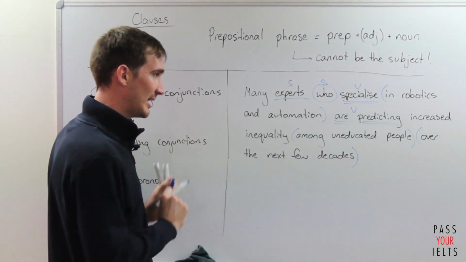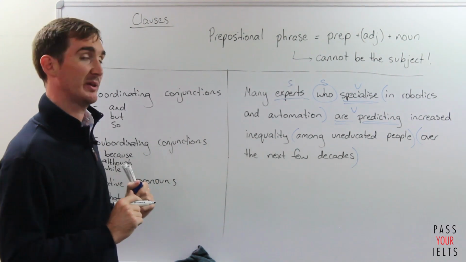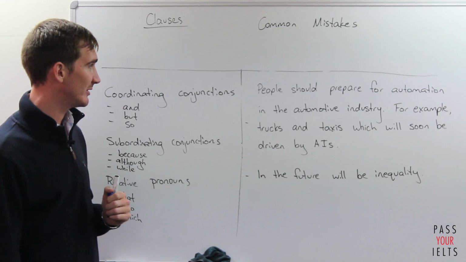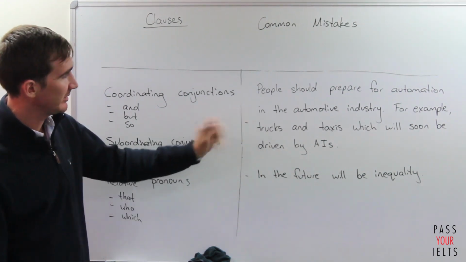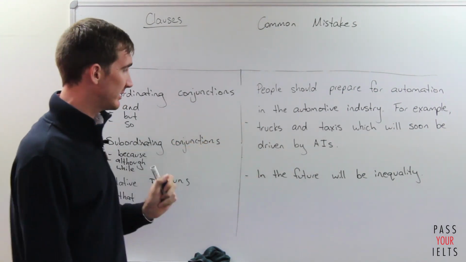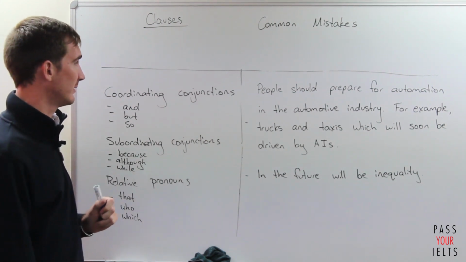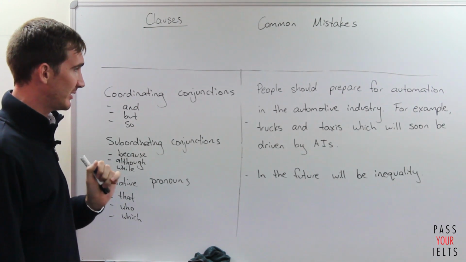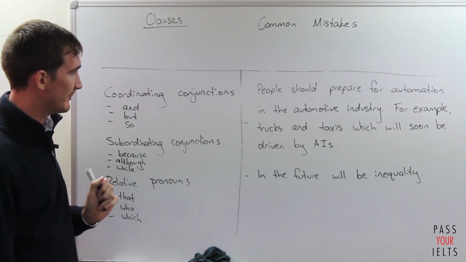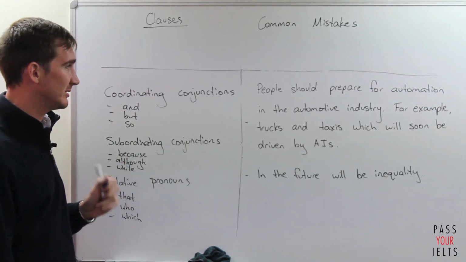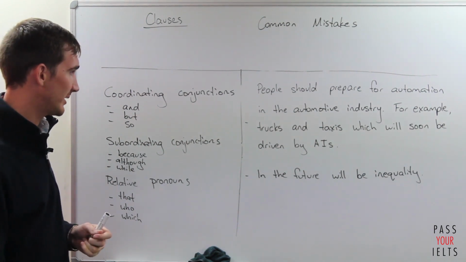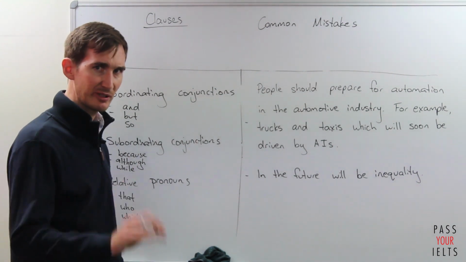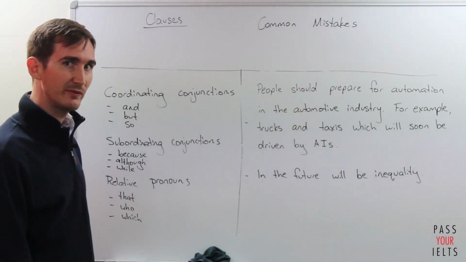So let's have a look now at some reasons why this can be important. Let's identify some common mistakes based on what we've learned so far. Here's a sentence. Actually, both of these sentences have something wrong with them. First one. People should prepare for automation in the automotive industry. For example, trucks and taxis which will soon be driven by AIs. What's wrong with this sentence? I'll give you a second to have a look, see if you can figure it out.